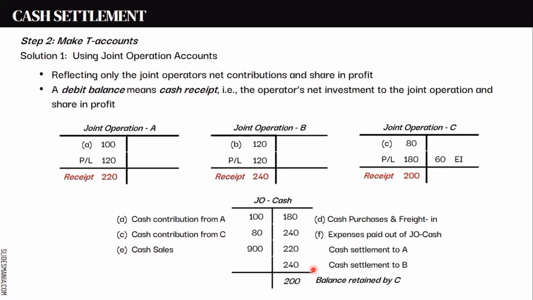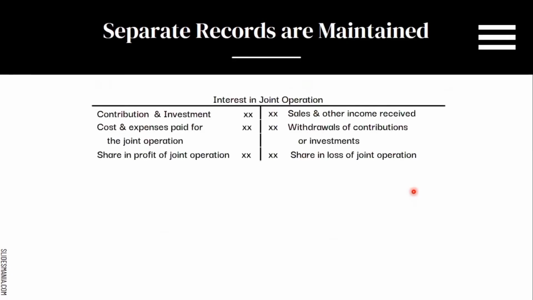So ibig sabihin nun, mare-retain na po kay C yung tira, which is yung 200. Tignan nyo. Di ba? Okay. So, separate records or maintain na tayo. So, dito, syempre, mas madali na to, kasi hindi mo na kailangan mag-record doon sa individual books ng mga parties. Directly mo na itong ire-record sa libro ng joint operation.